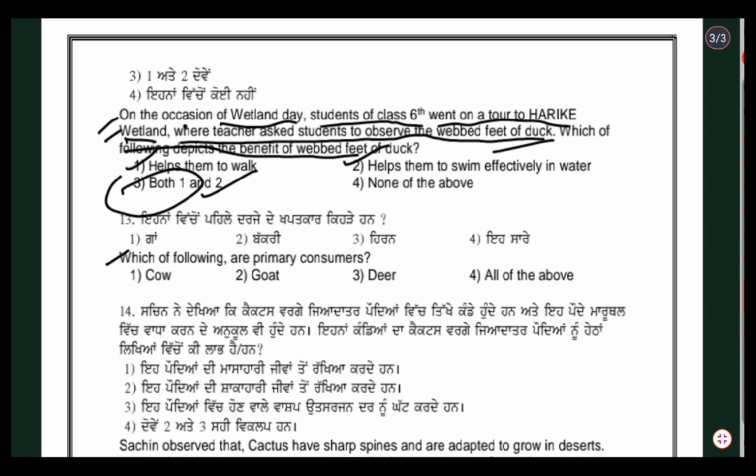Question number 13 is, which of the following are the primary consumers? Primary consumers. So cows, goats and deer, they are the herbivores. And since they feed on plants, right? So they are classified as primary consumers in the food chain. So all of the above will be your correct reply.